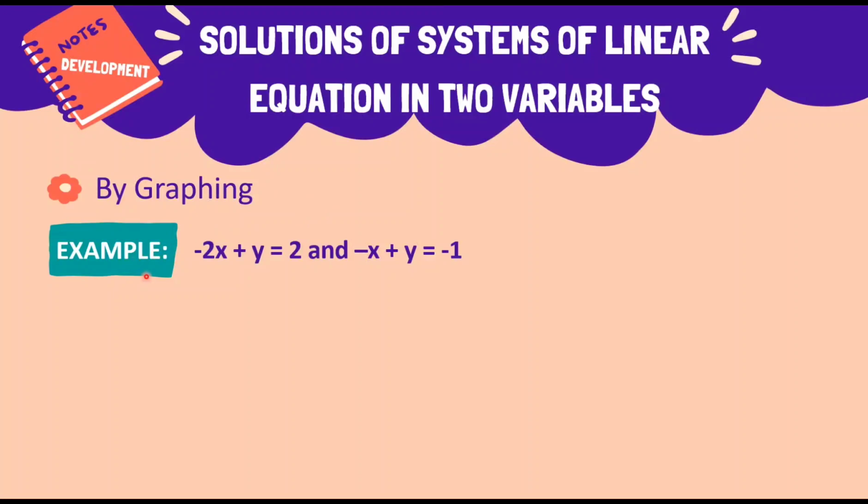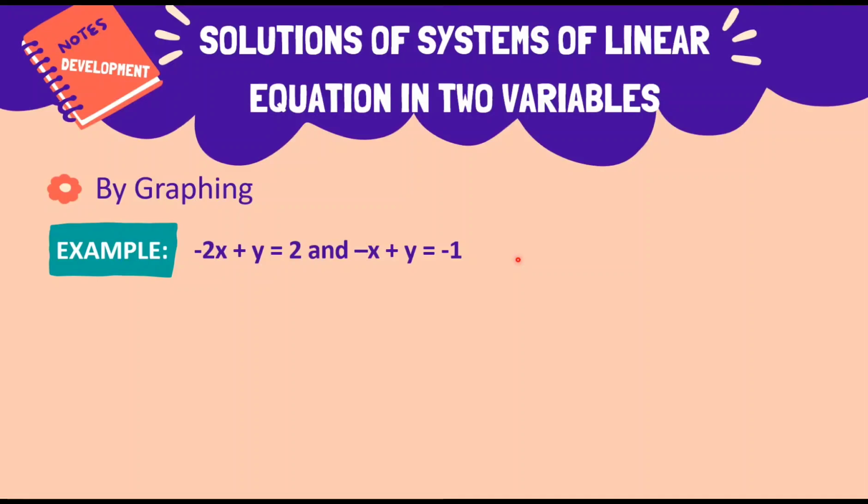So let us consider our example. We have negative 2x plus y is equal to 2 and negative x plus y is equal to negative 1. So going back to our previous lesson, we can find out the ordered pair or the solution of the given linear equation through letting x is equal to 0 and letting y is equal to 0.